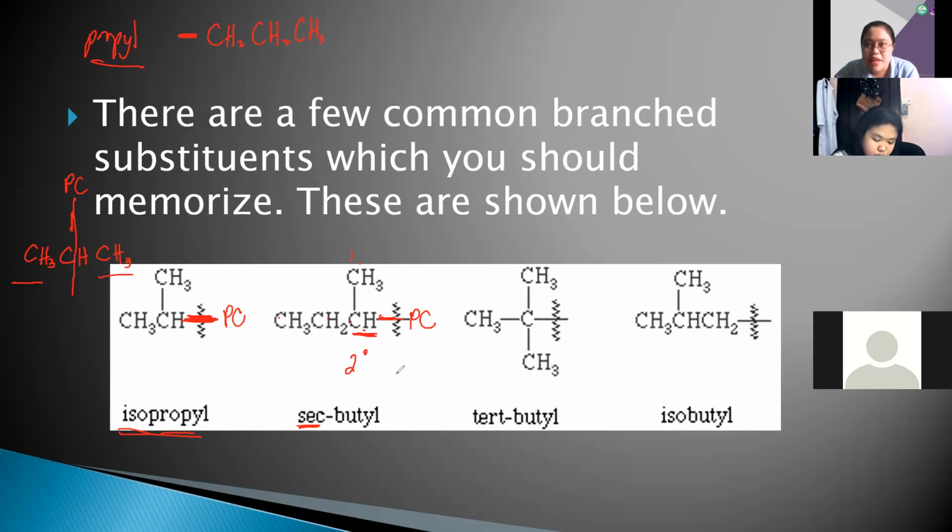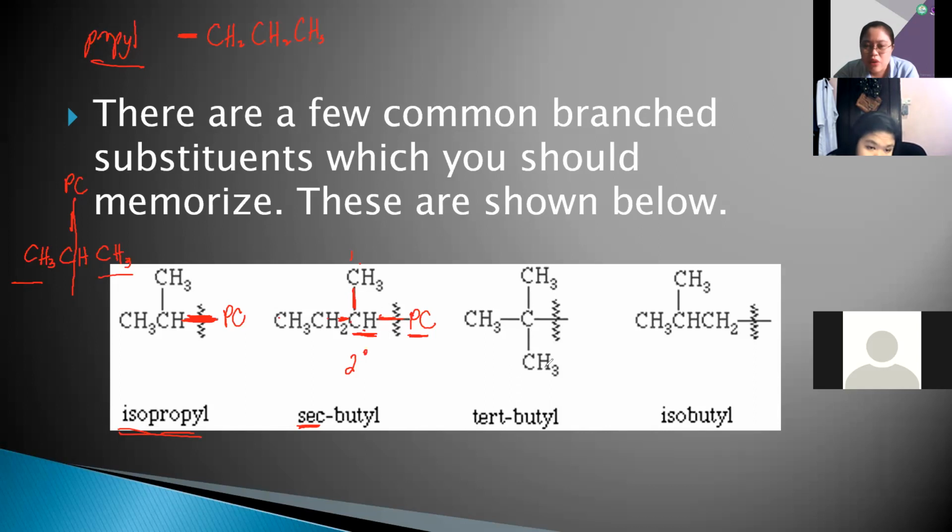But what do you mean by secondary carbon? It's a carbon wherein you have 2 carbons attached directly. Hindi natin muna i-count yung attachment niya doon sa parent chain. Sa original niya lang na chemical formula. So we have 1, 2. So this is again a secondary carbon and it's the second carbon for the butyl. So dito natin i-attach si parent chain.